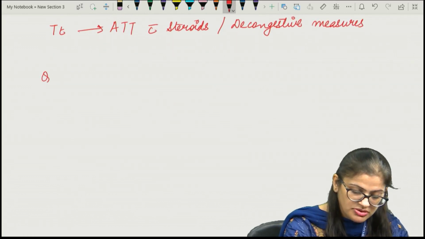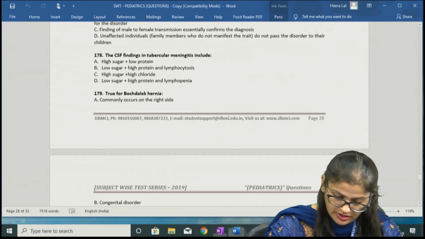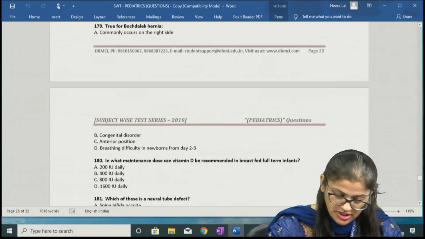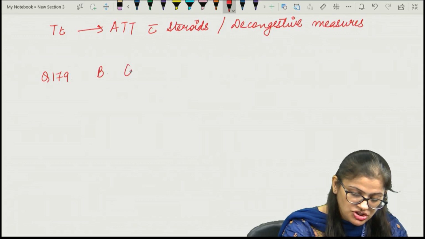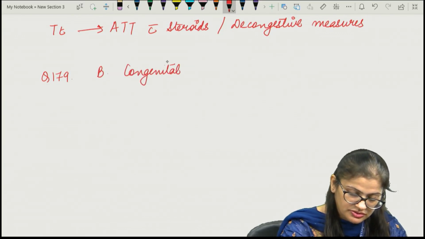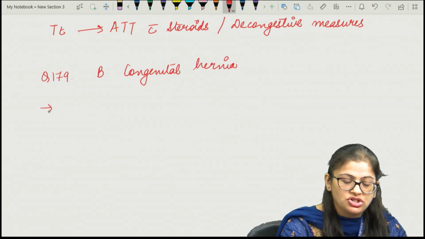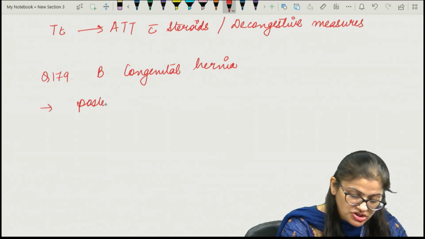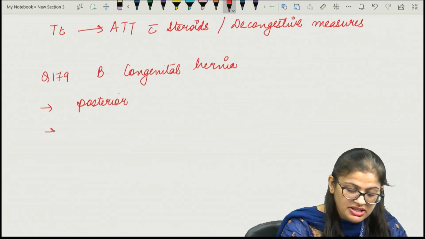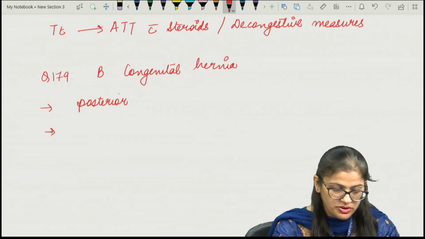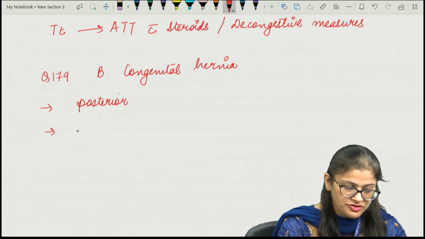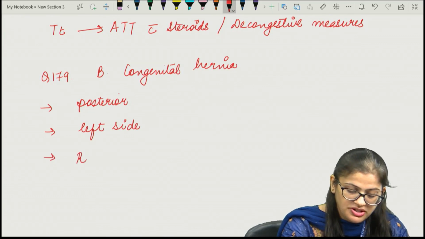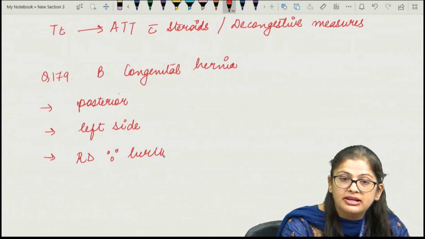So next we come on to question number 179. Question number 179 was, true for Bochdalek hernia is, and the correct answer is option number B, that is congenital hernia. As was mentioned, Bochdalek hernia is usually posterior in origin and not anterior as was given in one of the choices. It basically results due to the failure of fusion of the pleuroperitoneal membrane between the 8th to the 10th week of gestation, and the majority of cases occur on the left side. Affected newborns will have respiratory distress since birth. It will not begin later in life.